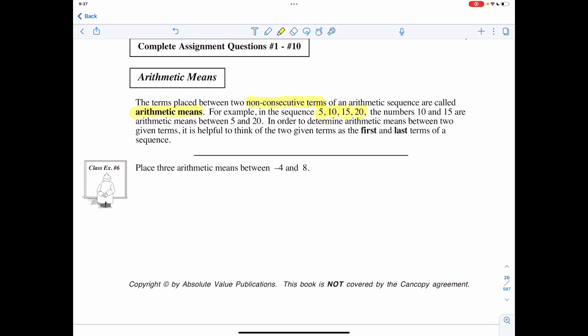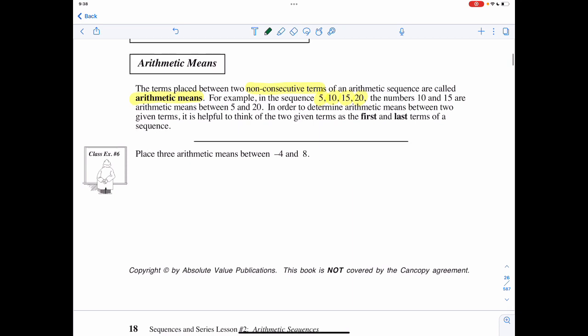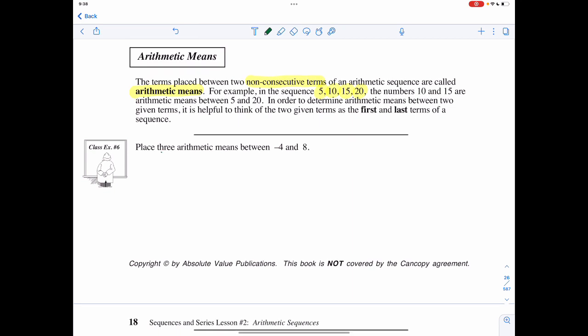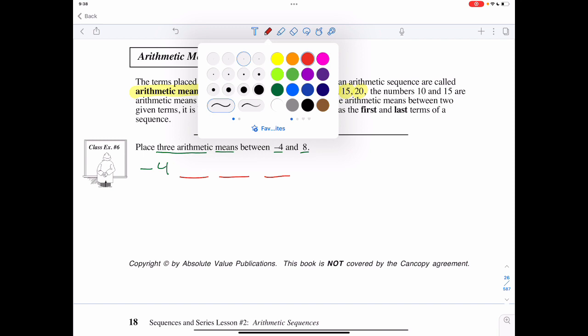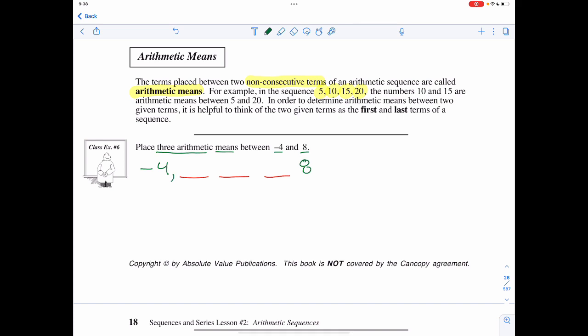In order to determine the arithmetic means between two given terms, it is helpful to think of the two given terms as the first and the last of the sequence. So, if it asks me to place 3 arithmetic means between -4 and 8, then I'm going to have -4, and then I have 1, 2, 3 terms in there, and then the last term is going to be term 5, or have a value of 8, I should say.